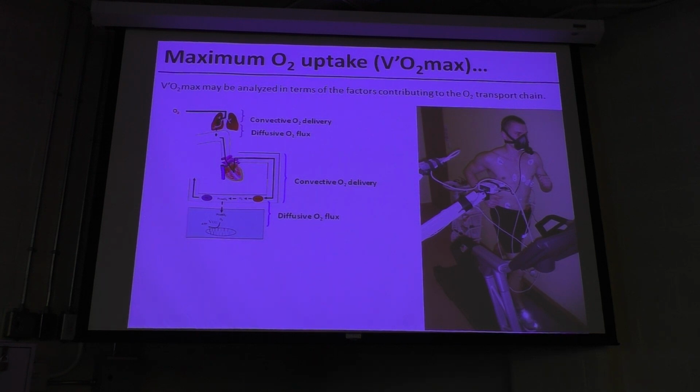Alright, so moving into VO2 max, which is relevant to what you're going to see in the lab. VO2 max really can be analyzed in terms of the factors contributing to the oxygen transport chain. What you'll see throughout the class is a series of events of both diffusive and convective oxygen flux or delivery. So, movement of oxygen from the environment to the cell. So we have this pathway and the chain.